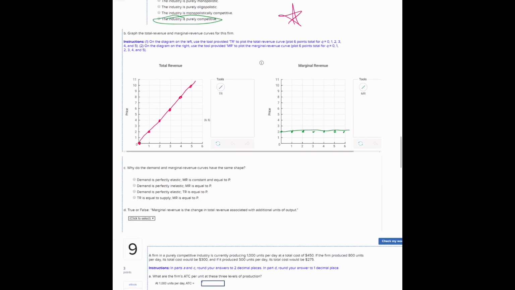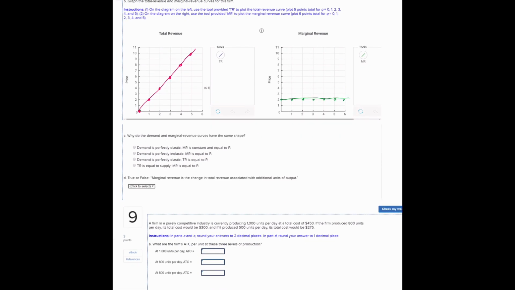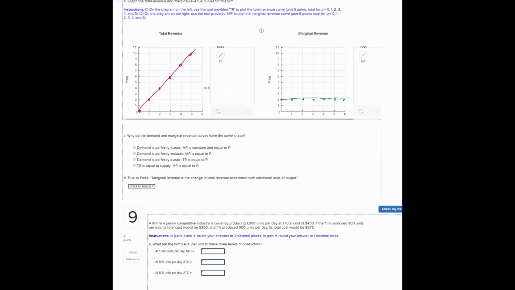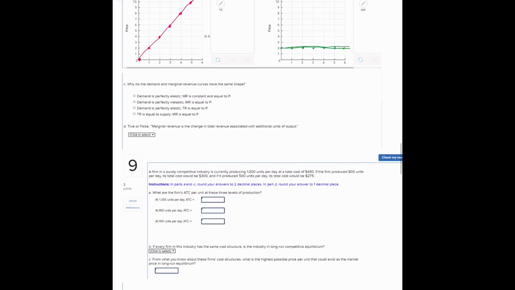The next part of this says, why do the demand and marginal revenue curves have the same shape? So after we see that flat marginal revenue curve, we're asked, why do the demand and marginal revenue curves have the same shape? And in this case, we've already kind of touched on that, and that is demand is perfectly elastic, marginal revenue is constant and equal to price.